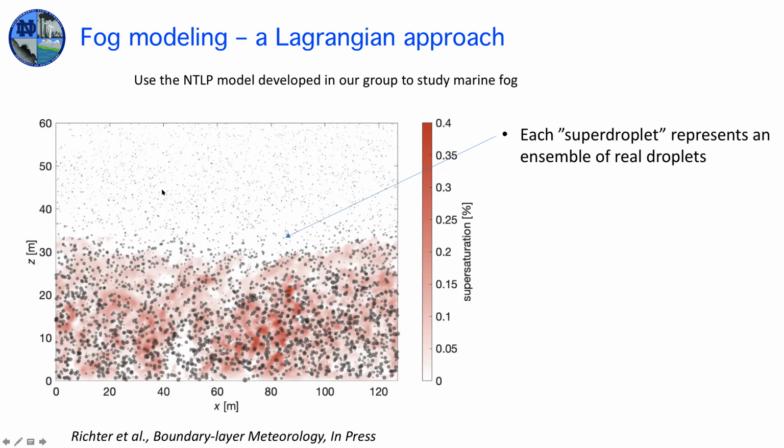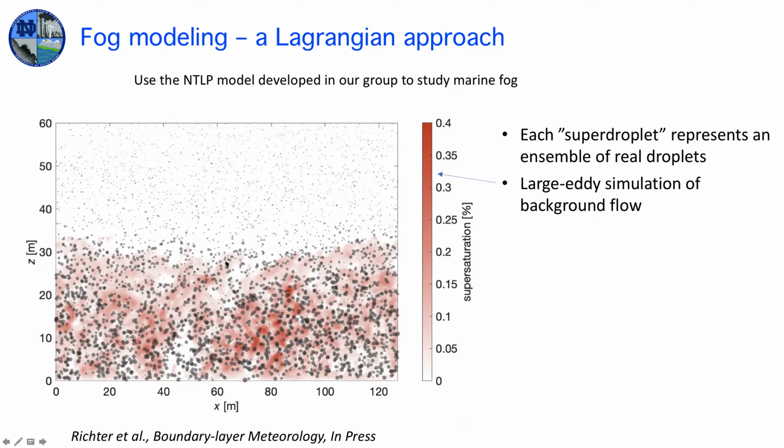In this picture here, they're colored and scaled in size by their radius. And so you see up here a lot of unactivated aerosol particles, and down within this supersaturated layer, the fog layer, you actually see some large ones. And even within it, you have some heterogeneity due to pockets of dry air, entrainment from the top, and so on.